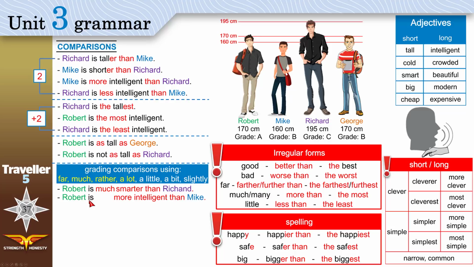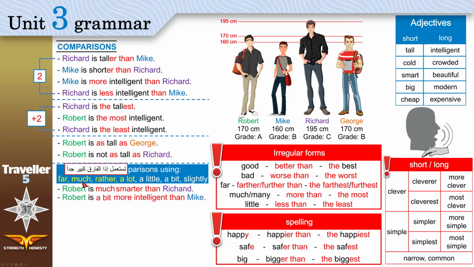You can say Robert is more intelligent than Mike. He is more intelligent, but he is not much more intelligent. He is a little more intelligent, or a bit, or slightly. All of them give the same meaning.